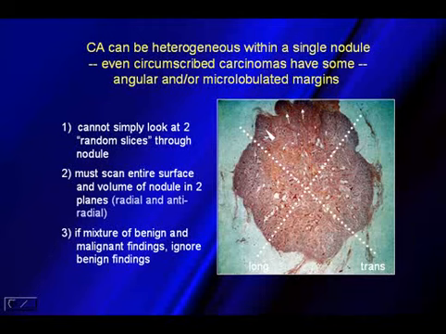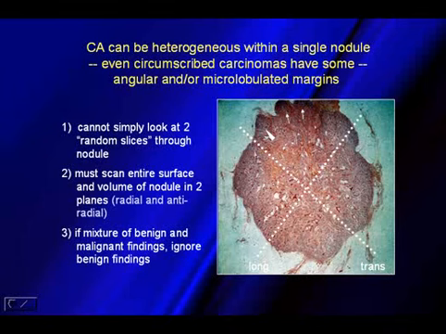Because of the heterogeneity of breast cancer, it's very important to make sure that you scan a lesion all the way through in two planes. Don't just take one random cut transverse through here and another one longitudinal through this plane, or you will miss the angular margin seen here or the microlobulation seen in this area.